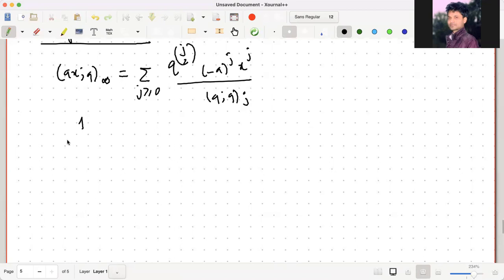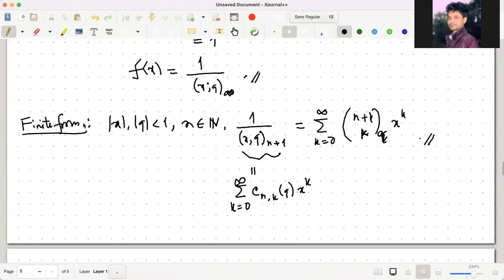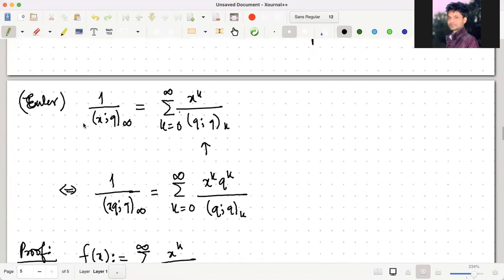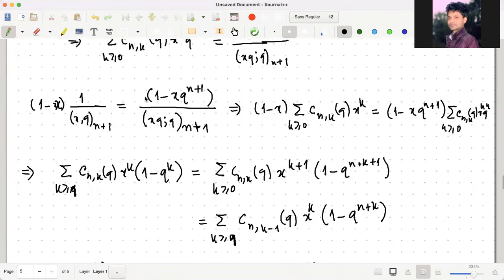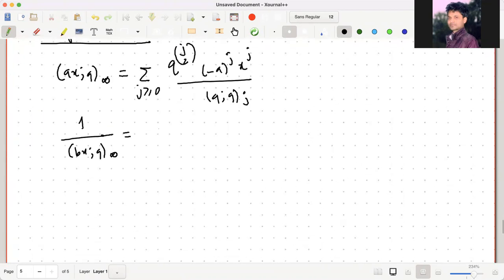Again rephrasing, if you have 1 over (bxq)_infinity, this was another result of Euler that we started with, 1 over (xq)_infinity. Instead of x, if I just have bx, then I just need to change the x to the power k by bx whole to the power k. So this 1 over (bxq)_infinity will just be again a sum over j greater than or equal to 0, b to the power j, x to the power j over (q)_j.